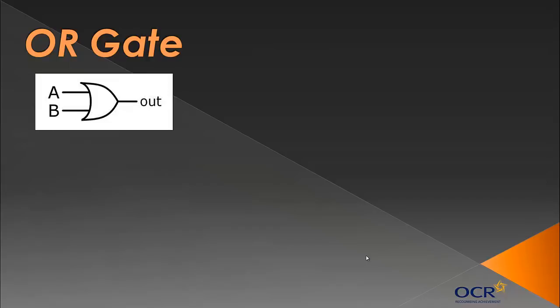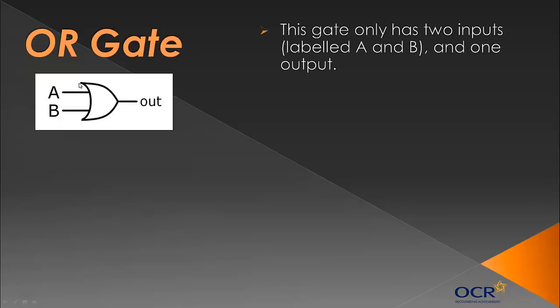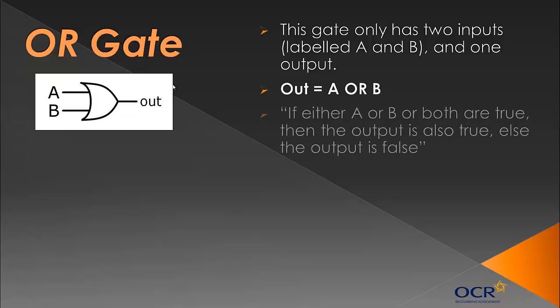So finally, we're going to look at the OR gate. Again, I don't know how to describe it. It's sort of like a crescent shape, I guess you would say, like a crescent moon. I'm not sure. So again, remember this shape. The gate has only 2 inputs, A and B, and 1 output. So this is how you'd write it: output equals A or B. So again, the official rule is if either A or B or both are true, then the output is also true, else the output is false.